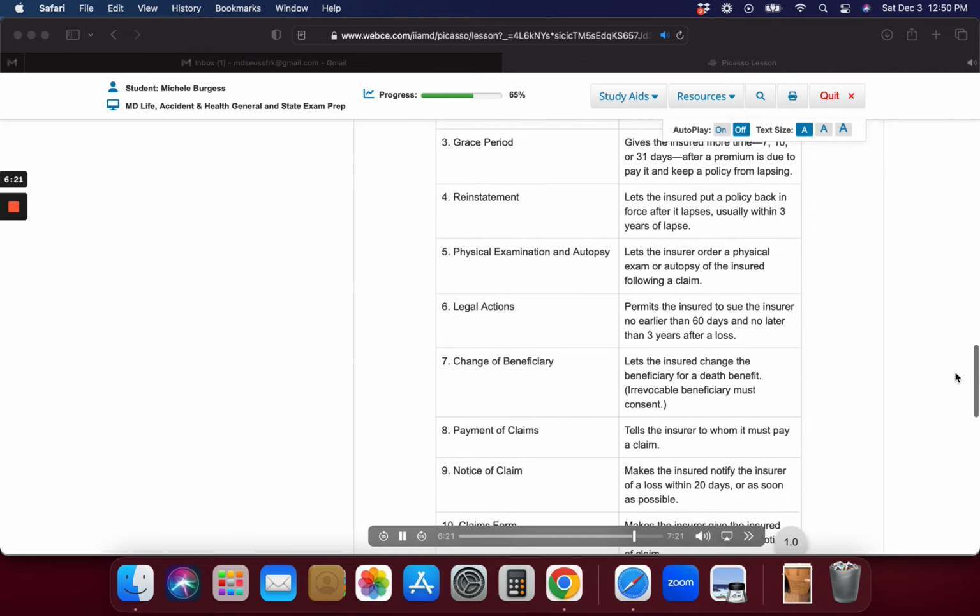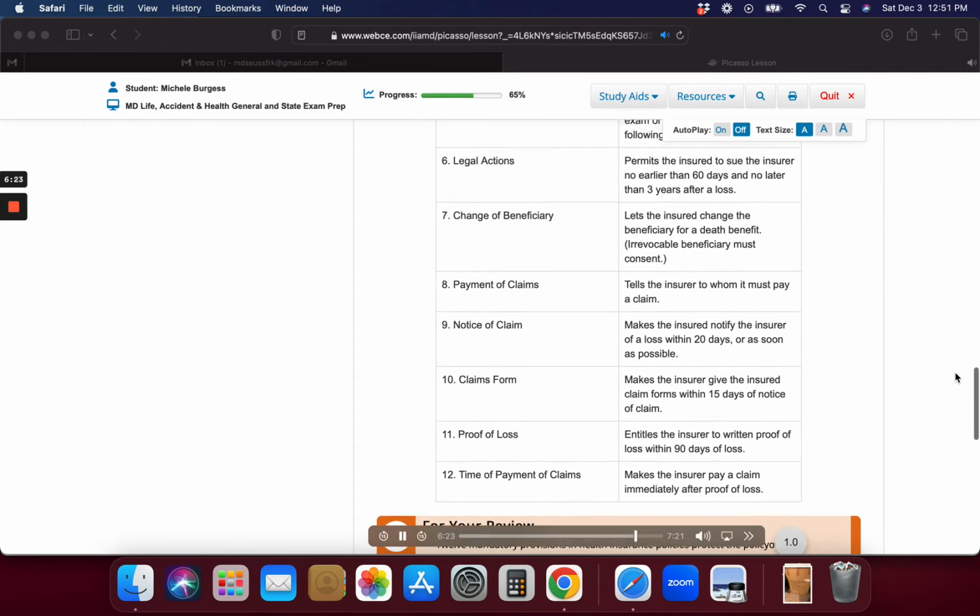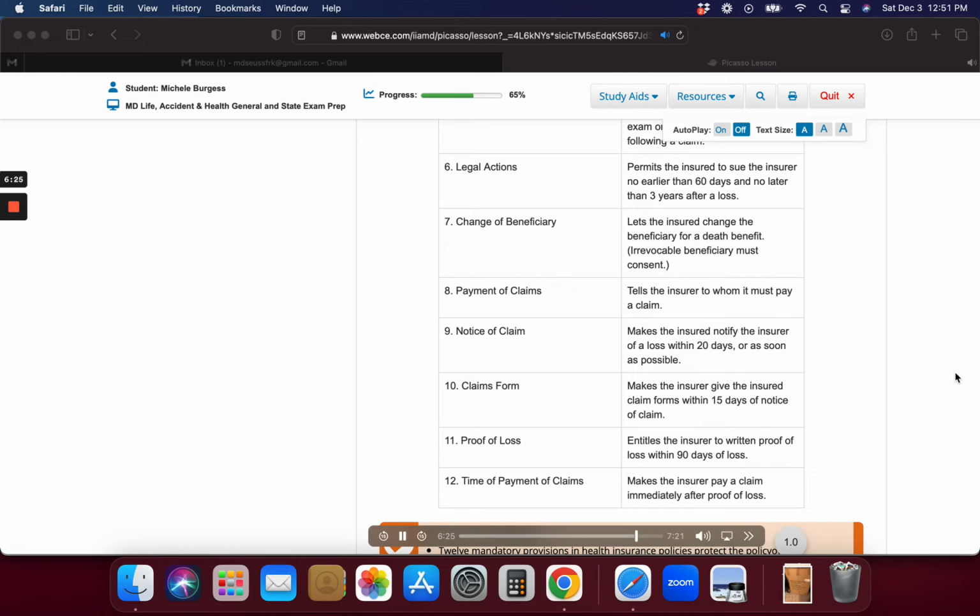12 mandatory provisions in health insurance policies protect the policy owner. The policy remains in effect during the grace period. The insurer will cancel the policy if the premium has not been paid by the end of the grace period. An insured can usually reinstate a health insurance policy within 3 years from the date of lapse.